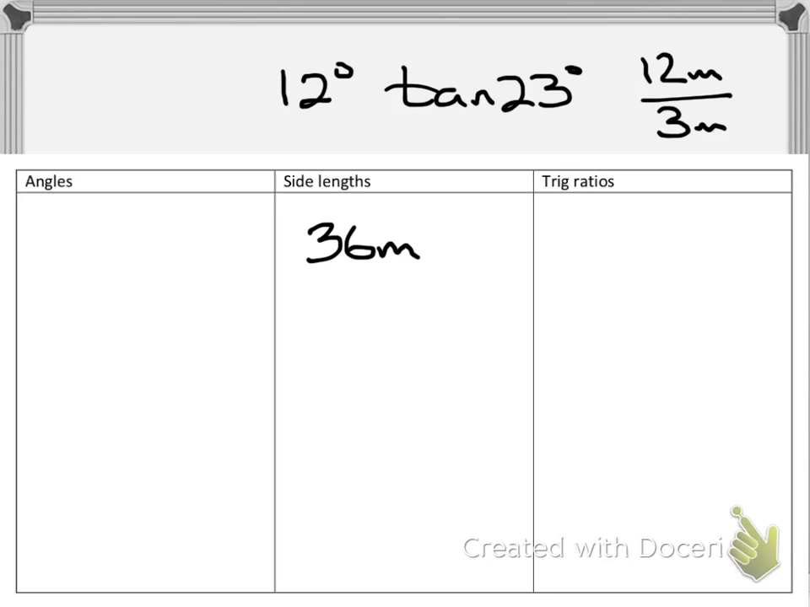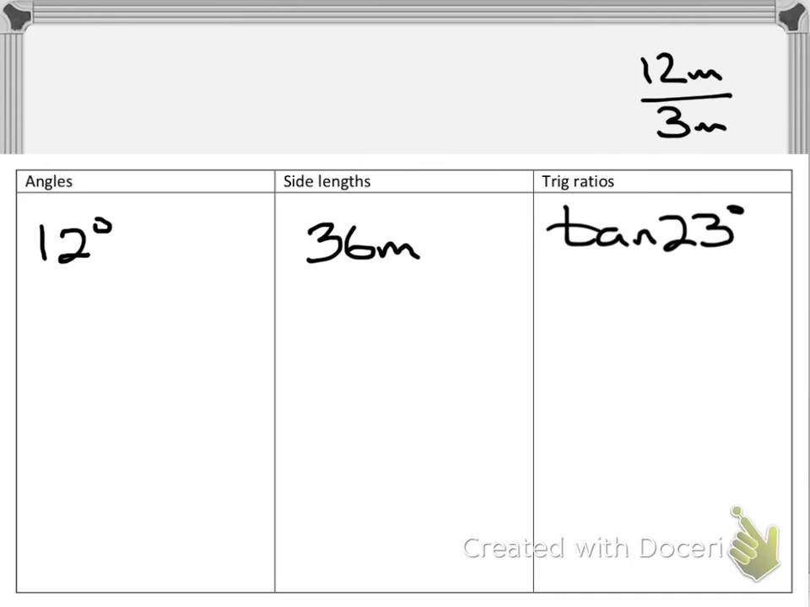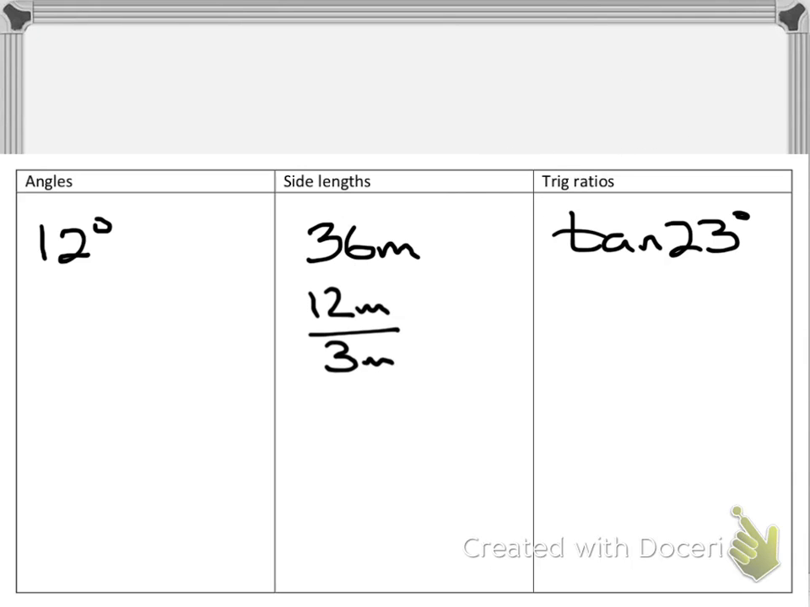The next thing is 12 degrees. Well, that's got to be an angle because it's a degree. The next thing is tan 23. So I know it's tan 23 degrees, so you might want to put it in angles, but tan itself is a trig ratio. It's opposite over adjacent. And 12 meters over 3 meters, since it's meters, we want to put it in side lengths, but it's 12 over 3, so that's a ratio. It could be the opposite over adjacent or something like that. So that is a trig ratio.